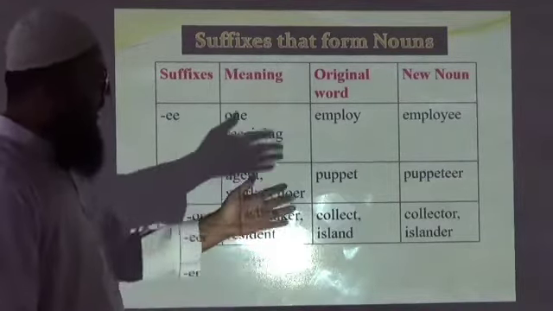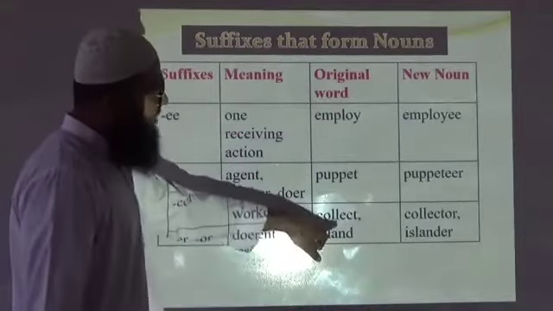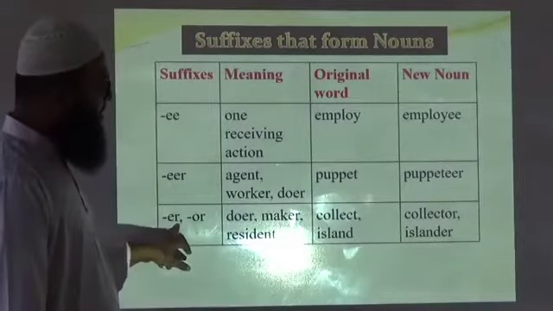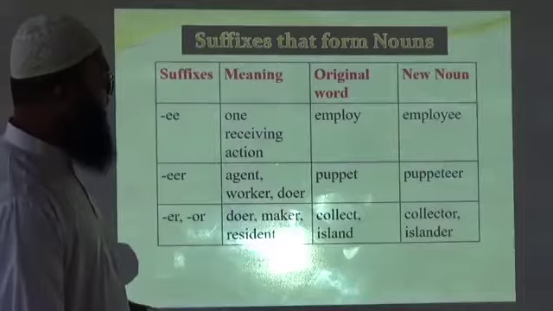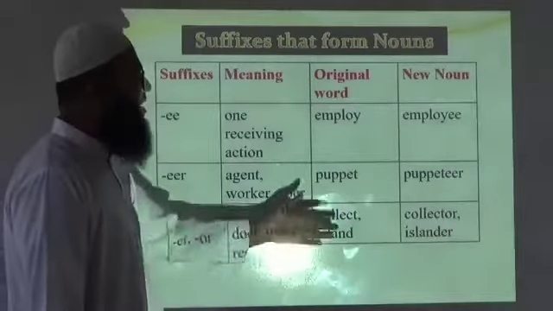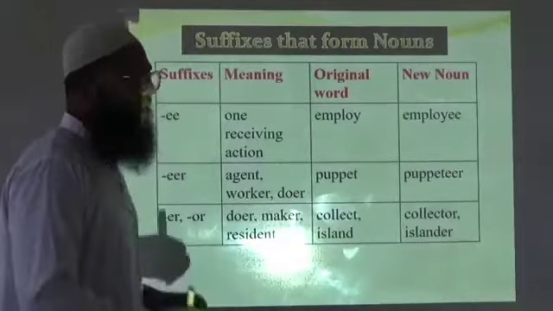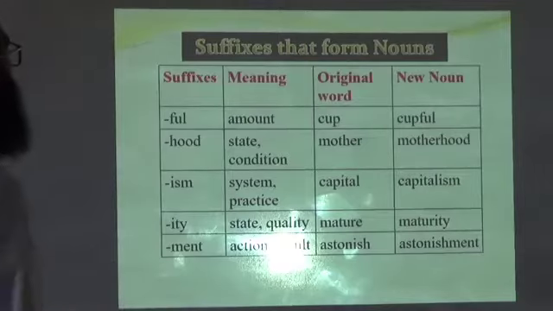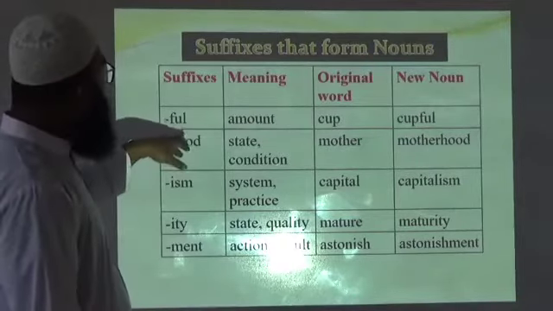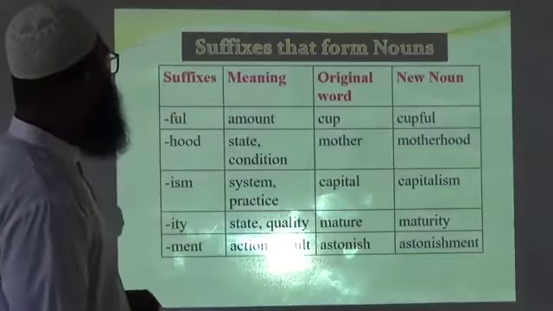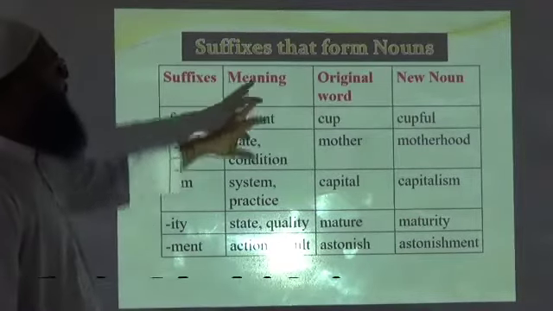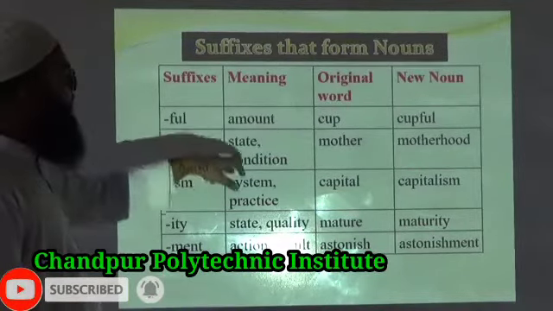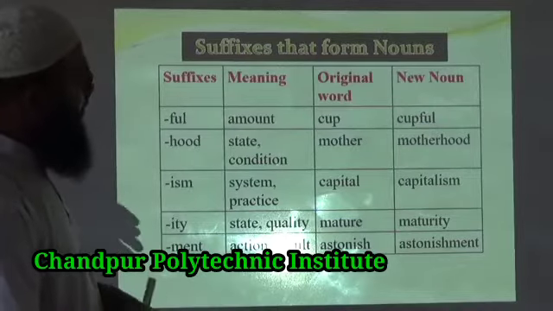Resident. Collector. Collect is the verb. I have added what? OR. It has become collector. Collector মানে যে সংগ্রহ করে. আইল্যান্ডের অধিবাসী. FUL. The meaning of suffix ful is amount, পরিমাণ. Cupful. Houseful. Okay. HOOD. State or condition. অবস্থা, সম্পর্ক.